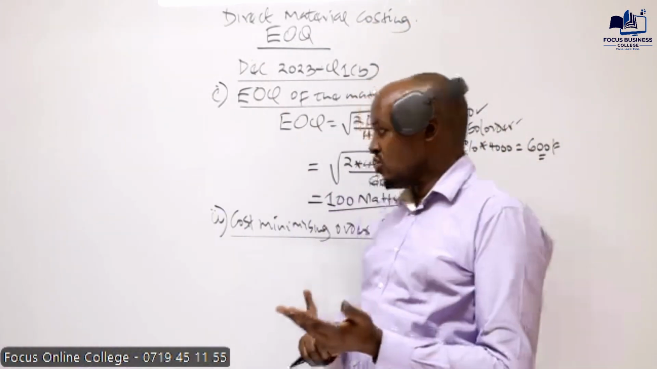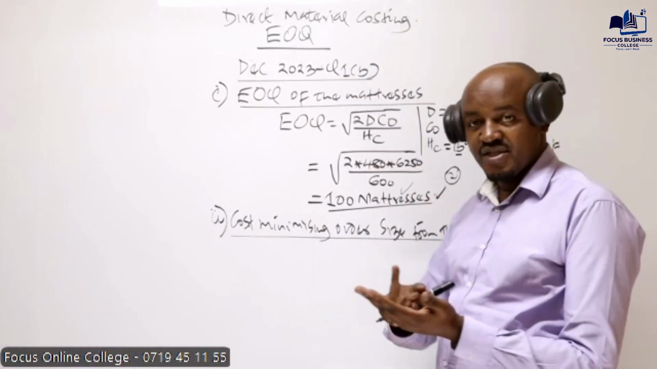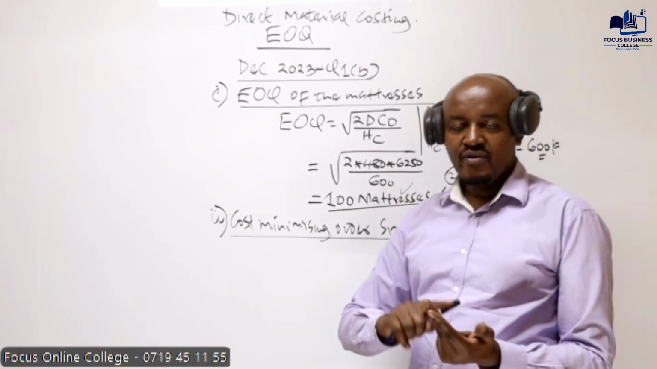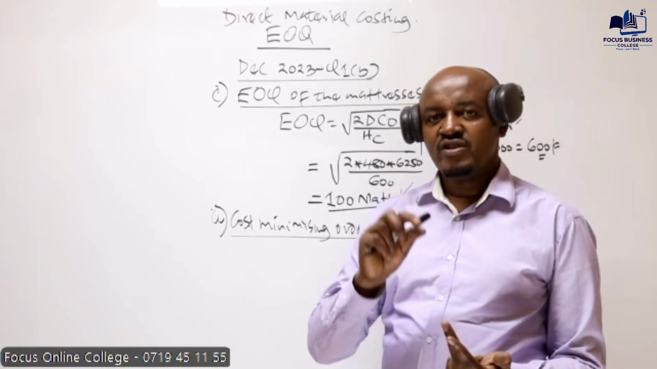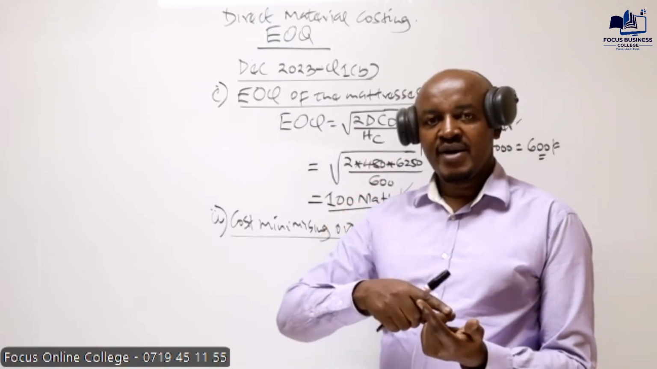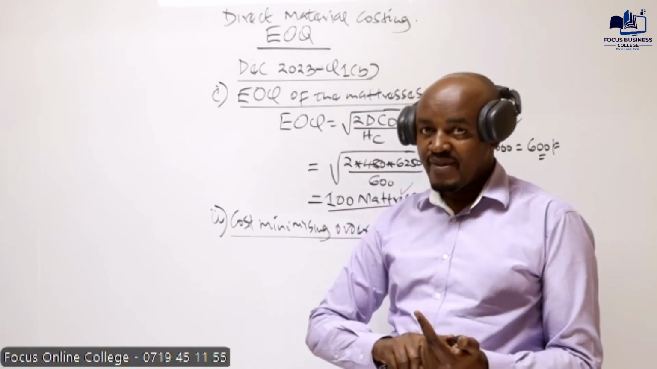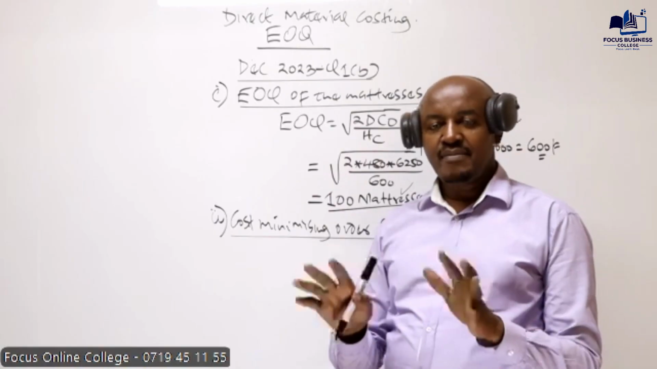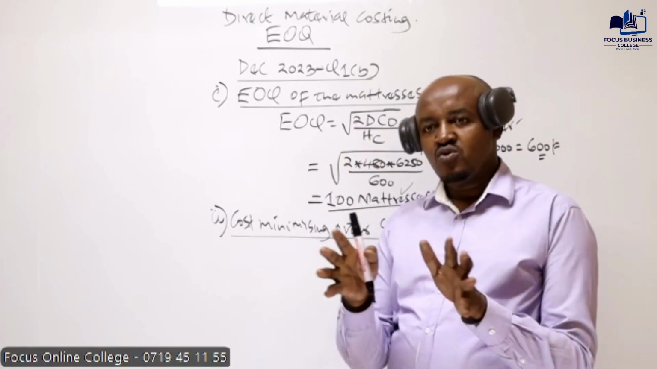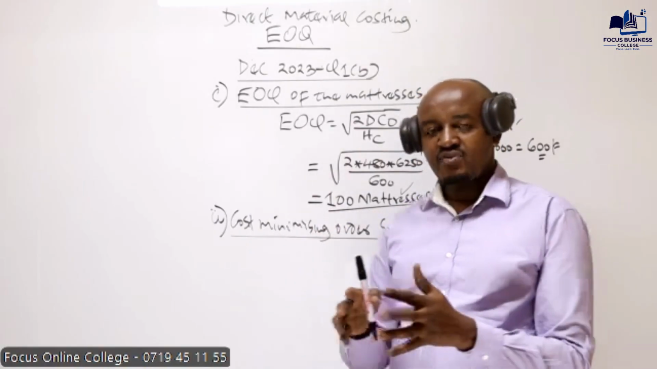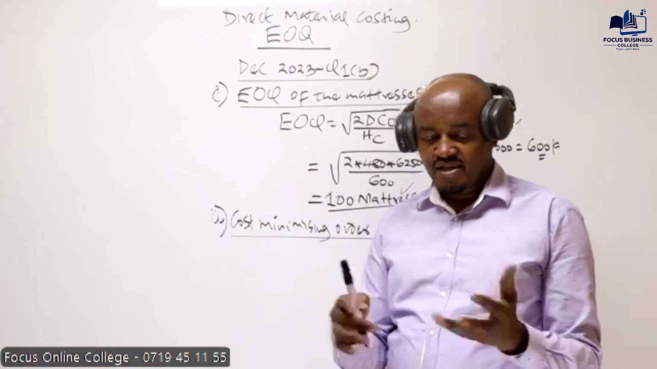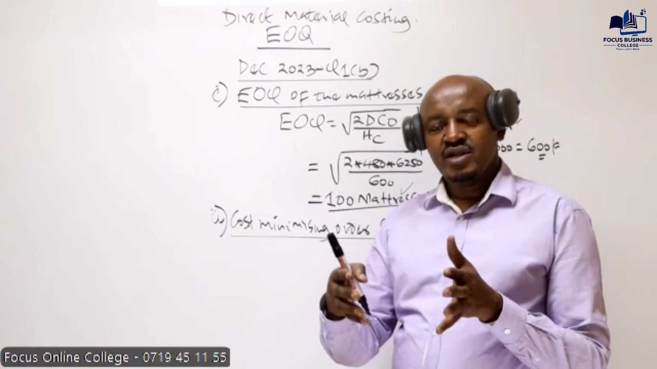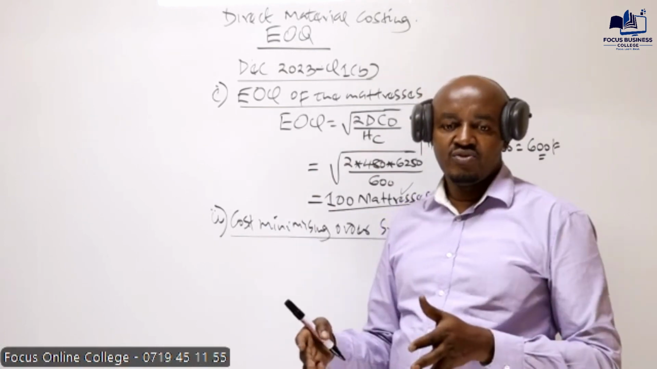Number 1, either to order 100 mattresses, which is the company's computed economic order quantity, or to order 120 mattresses and qualify for a 3% discount, or to order 180 mattresses and qualify for a 5% discount. What we are required to do here is determine the order size, either 100, 120, or 180, which will result in the least cost.